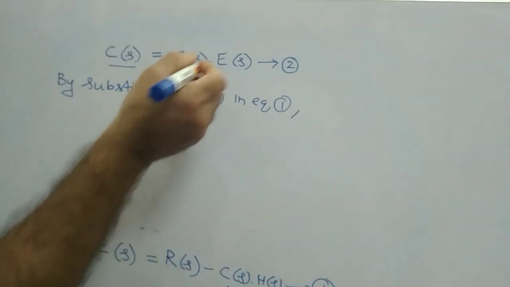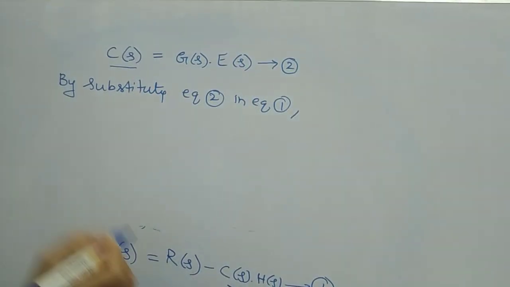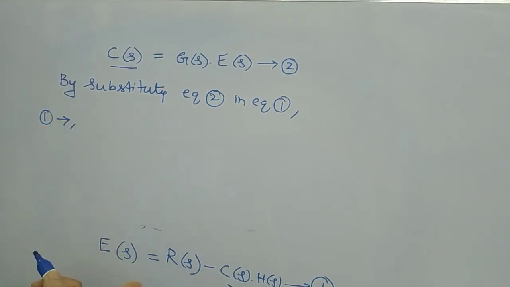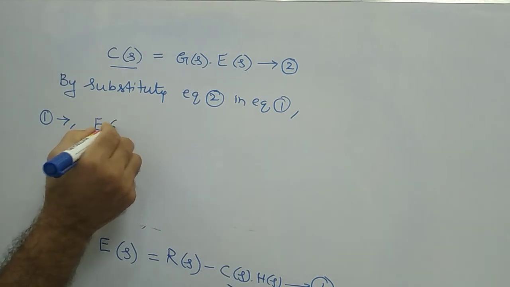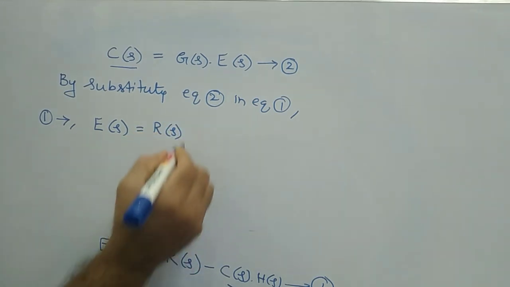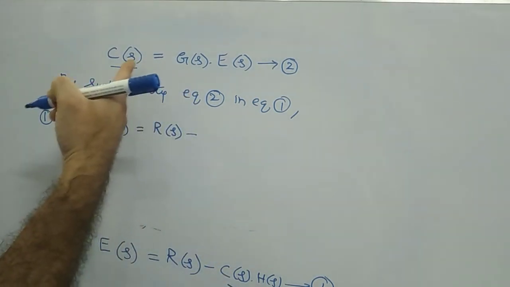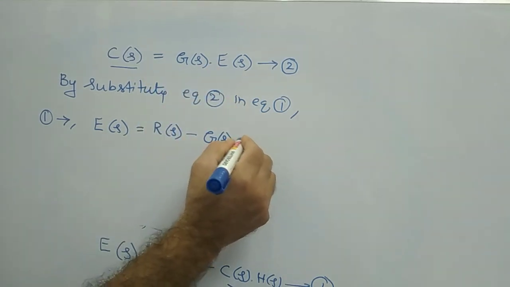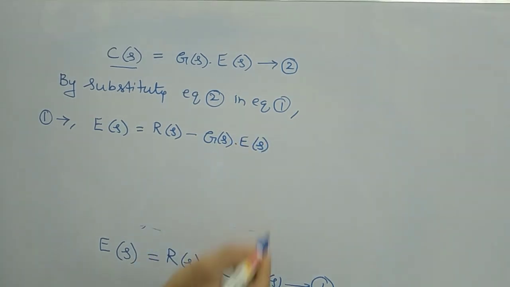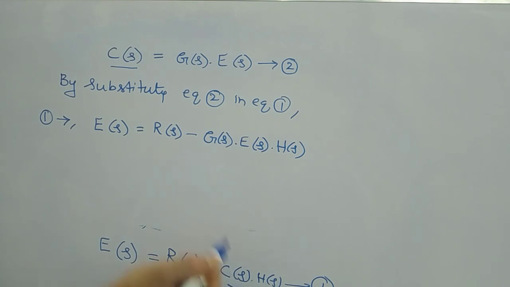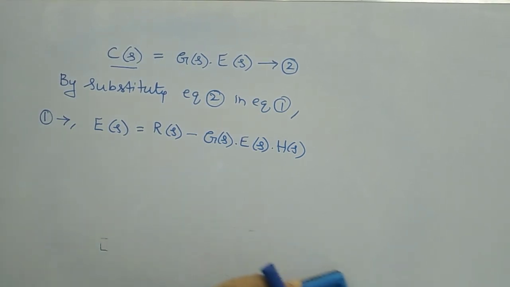So if you substitute equation 2 into 1, then from the first equation, E of s is equal to R of s minus C of s. What is your C of s? It is nothing but G of s into E of s, into H of s. Clear? So here, in place of C of s, you substitute G of s into E of s.